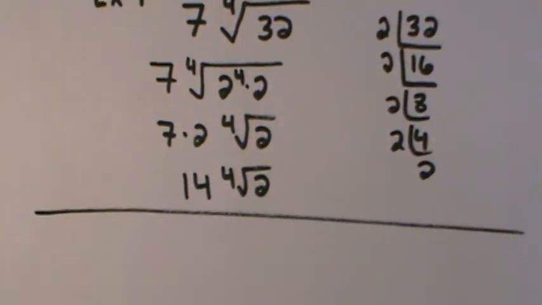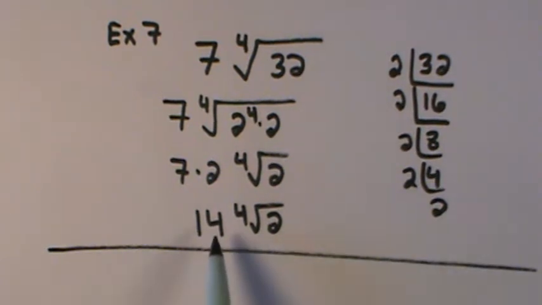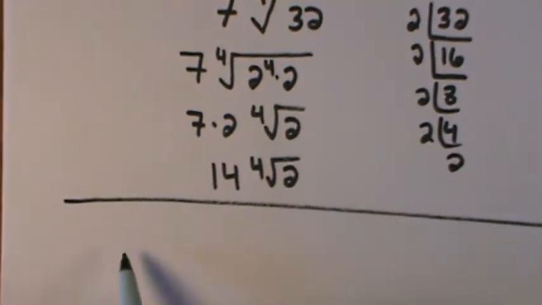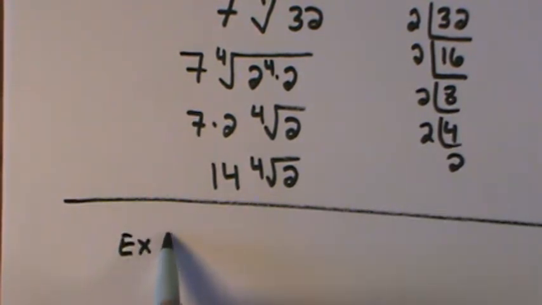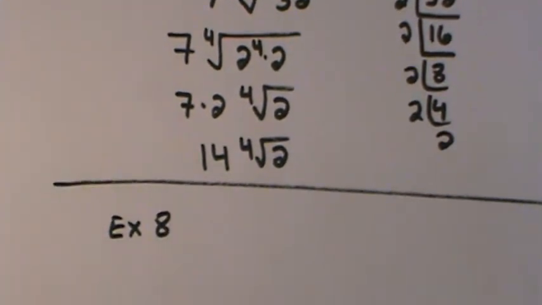We're going to change gears for the next example. So this would be my final answer: 14, fourth root of 2. For example 8, I'm going to bring in a variable. And usually when we go to the next level, you think that all the problems are going to get that much more difficult. With variables, I'm not going to say that it's easier, but that part of it, dealing with the variable, actually is pretty easy.